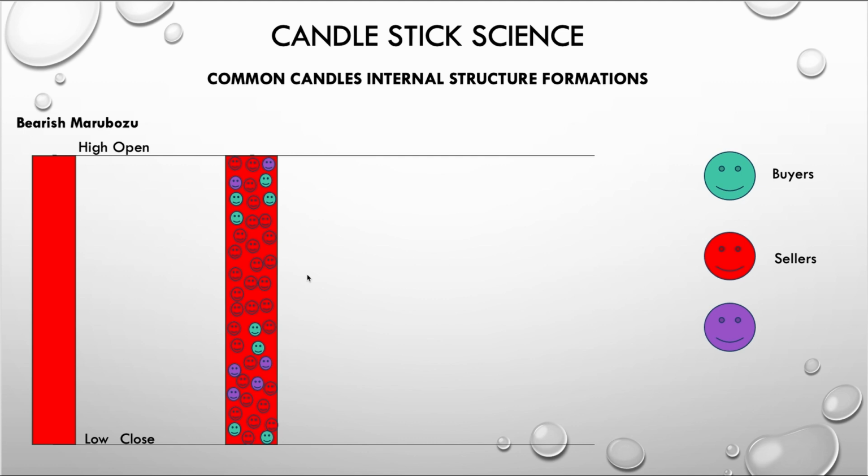Generally, a bearish Marubozu candle has so much selling pressure that the buyers are very, very minimal within its internal structure and its price action.